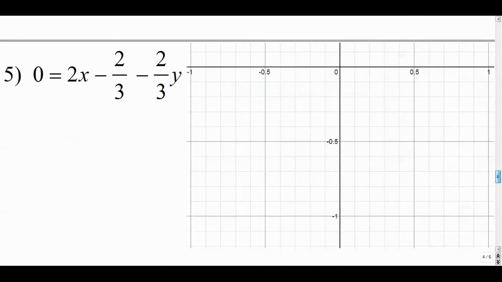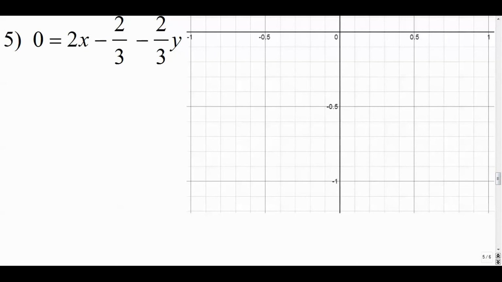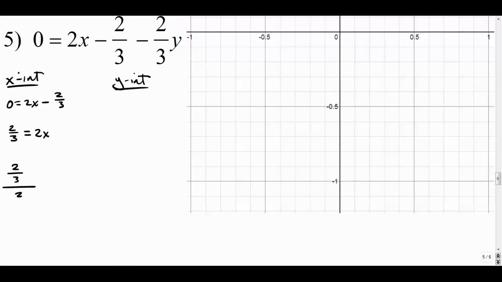Just memorize those. Alright, last one. Let's go lightning fast. X-intercept, y-intercept. If you want some practice, pause it and try it yourself. But I'm going to find the x-intercept. I'm going to replace the y with 0. So 0 is equal to 2x minus 2/3. So 2/3 is equal to 2x. 2/3 divided by 2 is my x-intercept. Keep it, switch it, flip it. So I get 1/3.